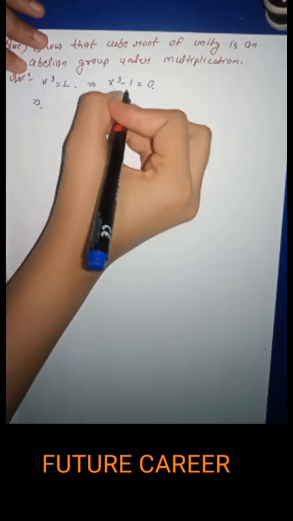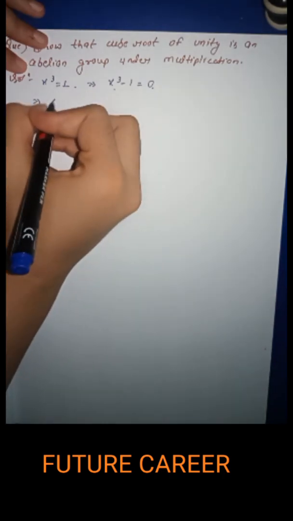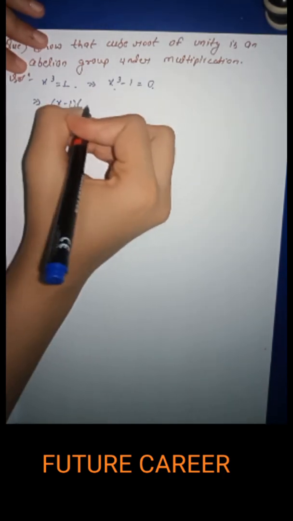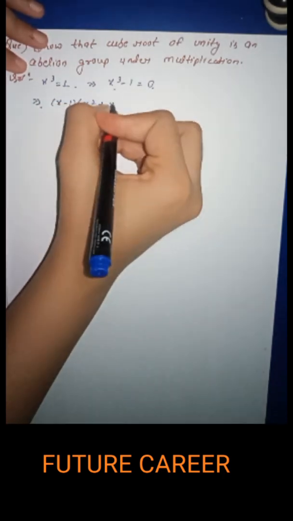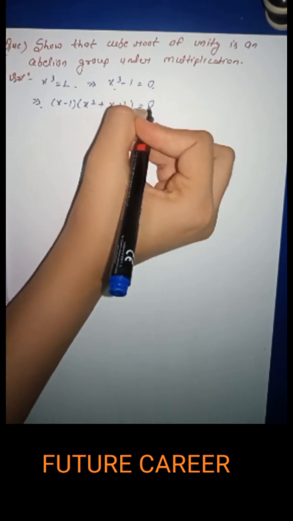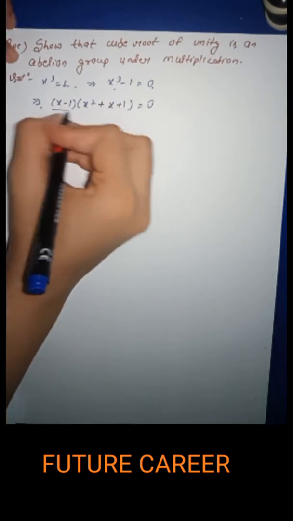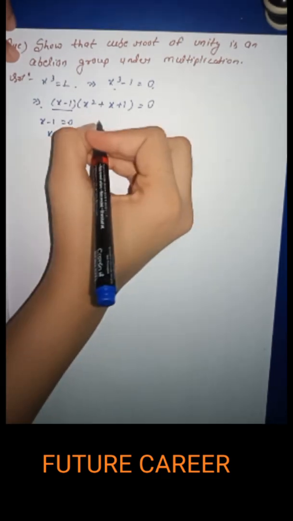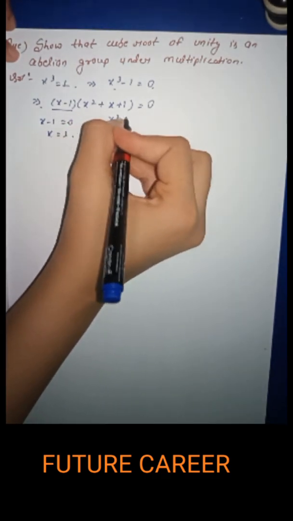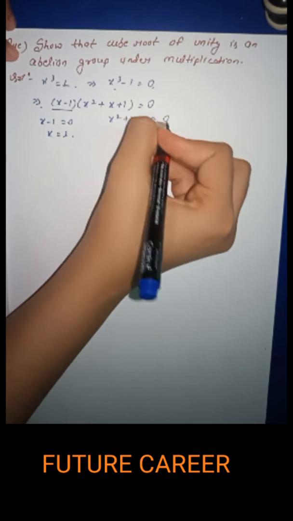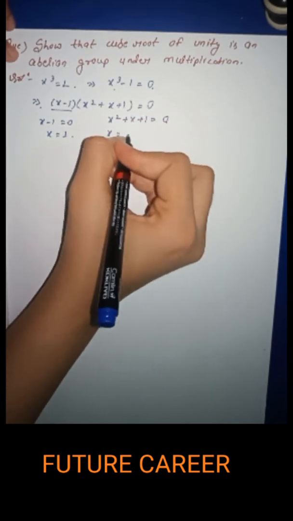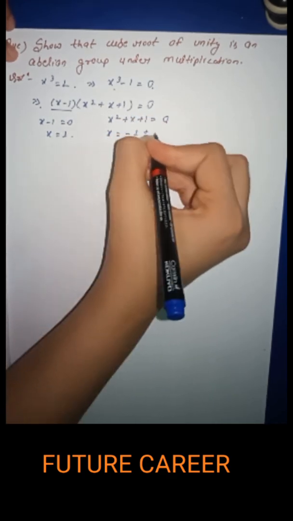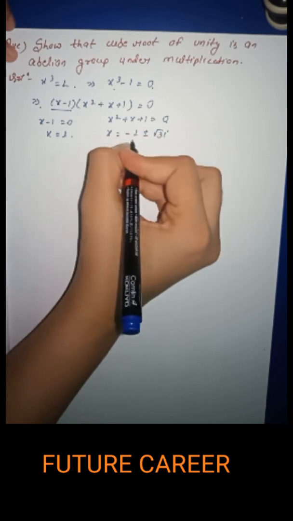Using a cube minus b cube, we will break this down. a minus b means x minus 1 into x square plus x plus 1 equals 0. Then one of the roots is from x minus 1 equals 0, so x equals 1, and from x square plus x plus 1 equals 0, x equals minus 1 plus or minus root 3 iota upon 2.